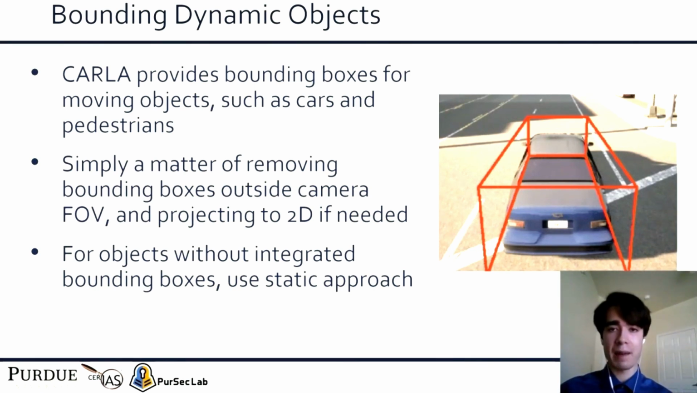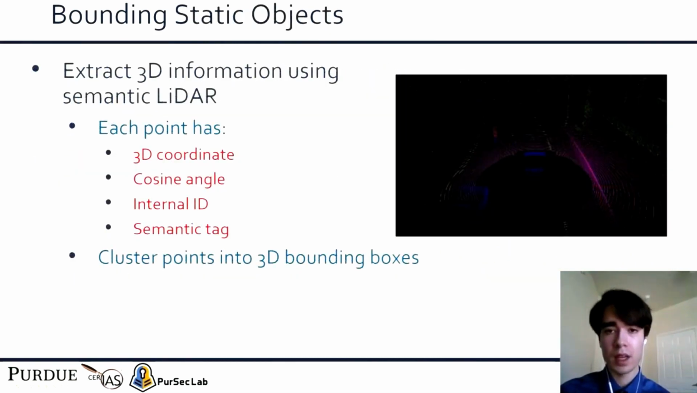Now, dynamic objects, of course, can be defined by the user in Carla. So if you were to create a, say, plane object or bird object, something that would be moving, but you didn't add a bounding box to it for whatever reason, you can still extrapolate the bounding box using the static approach, which we'll cover next, over here. So it's going to extract 3D information using this semantic LiDAR or semantic raycast system.